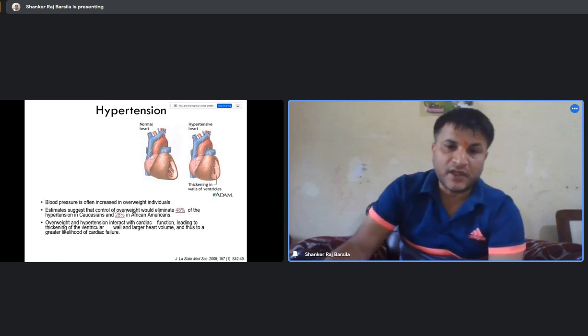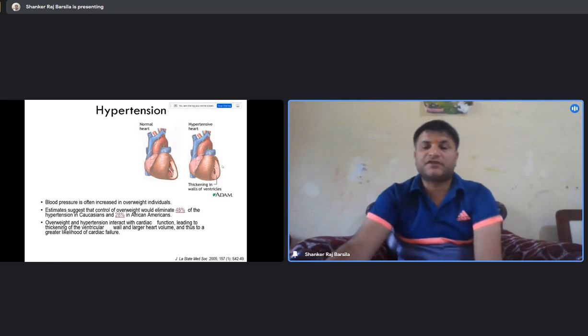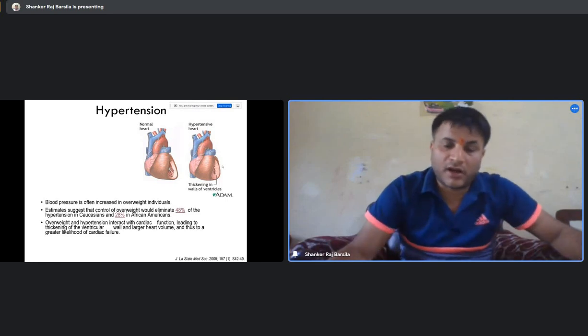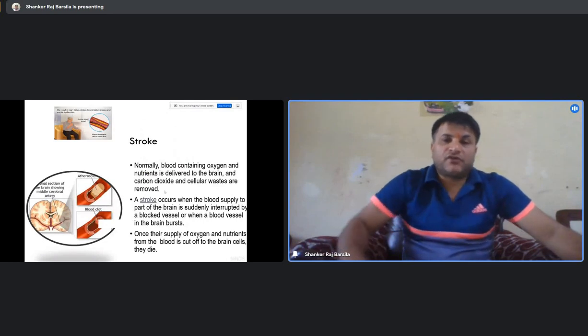It is not similar. Then overweight and hypertension interact with cardiac function, leading to thickening of the ventricular wall and larger heart volume, and thus to a greater likelihood of cardiac failure. When the heart volume increases, it needs to pump out more oxygen and more blood. So then let's go to stroke.